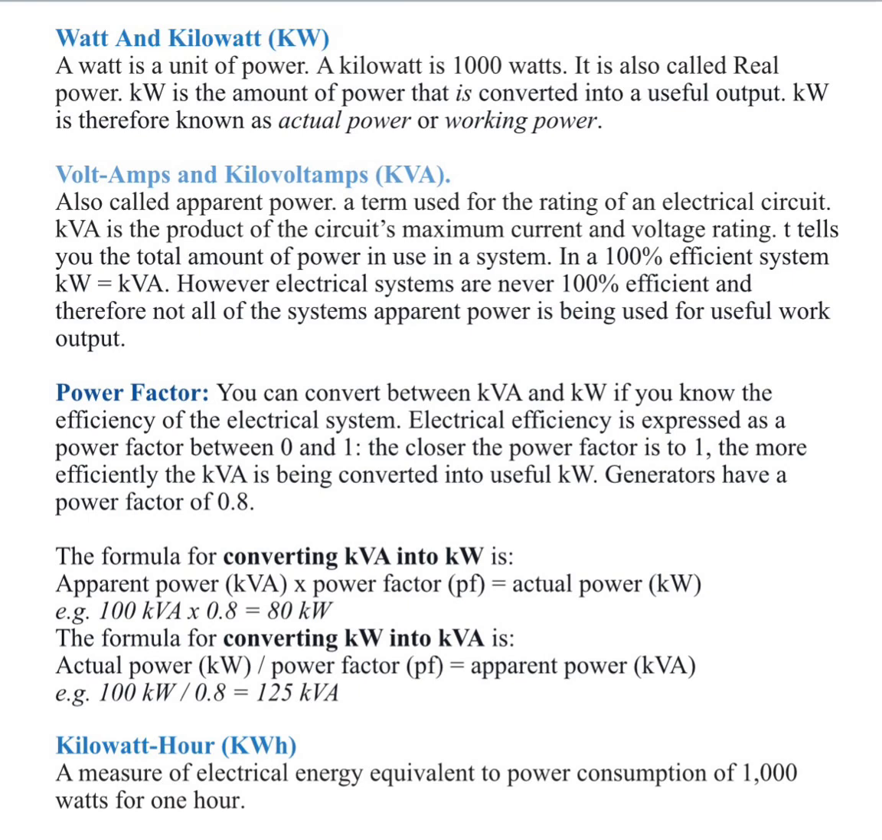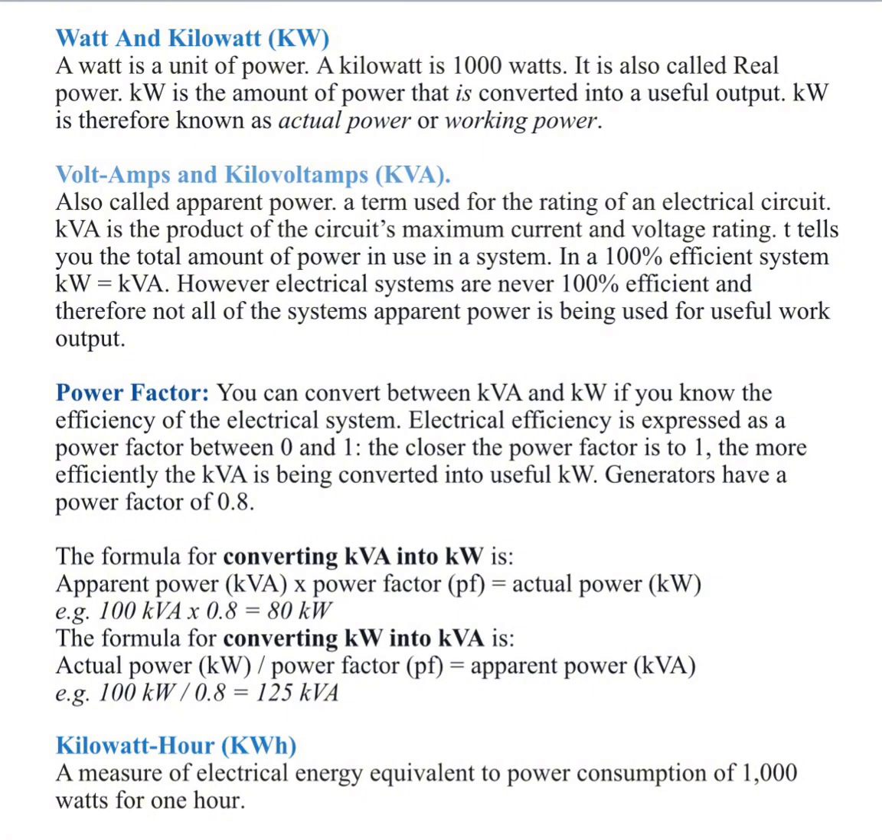Now let me explain this. The formula for converting kVA to kilowatt is apparent power, that's kVA, times power factor. If you have, let's say, a 100 kVA generator or 100 kVA inverter times 0.8 power factor, that will give you 80 kilowatts. That means you can only use 80 kilowatts from that system. The actual power, or useful power, or working power in this 100 kVA system is 80 kilowatts.